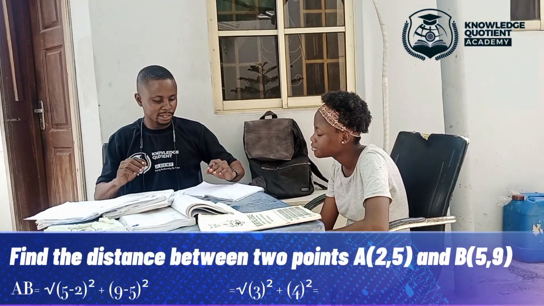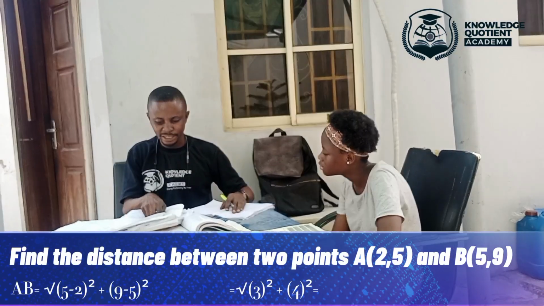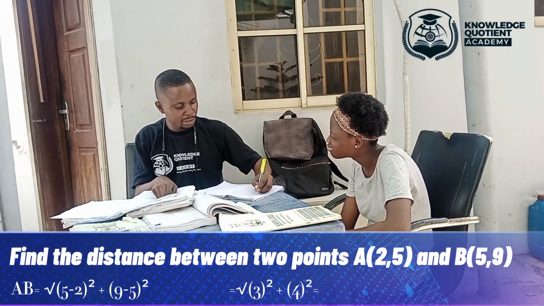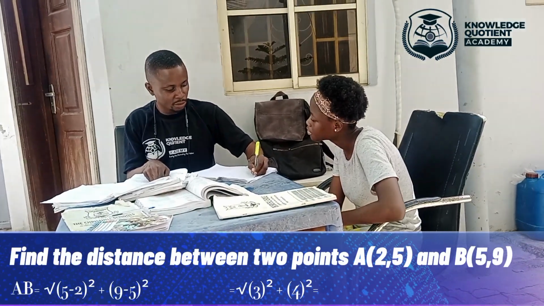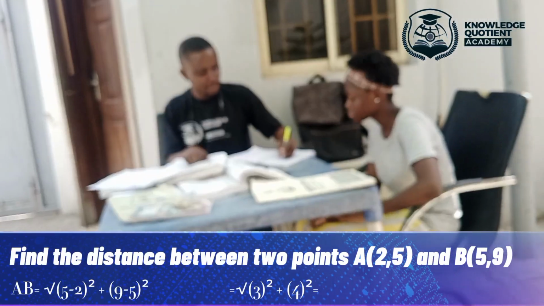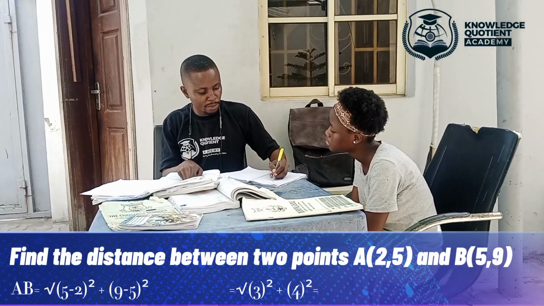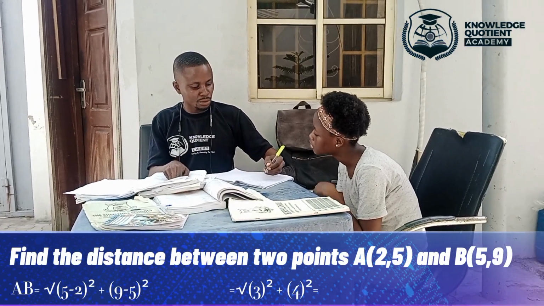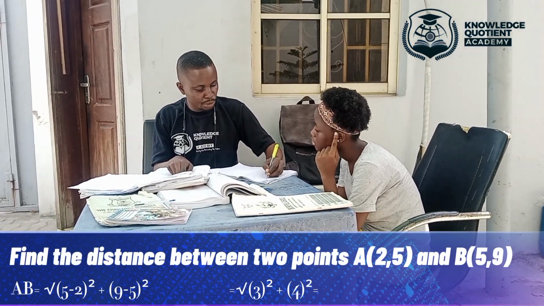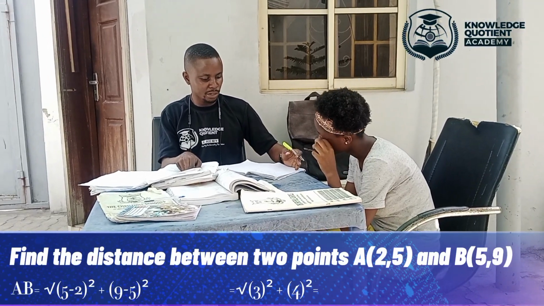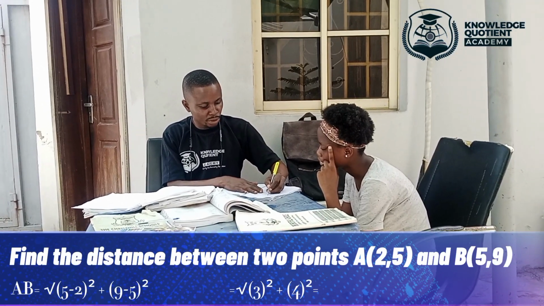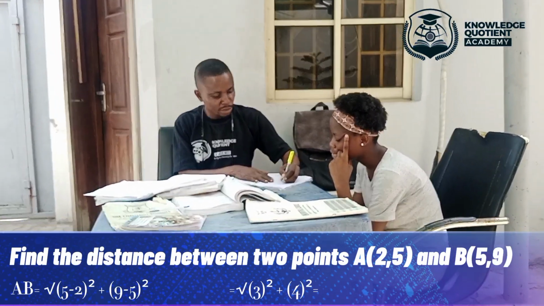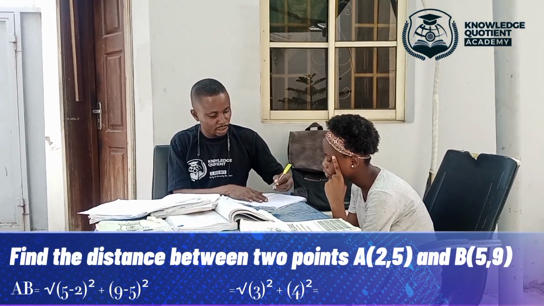Okay, now let's look at a particular question. Find the distance between the 2 points. The first point is (2, 5), let's call this point A. Then the second point is (5, 9), point B. So for you to read this, you call this one x1, this one x2, then this one is y1, and this one is y2. So now let's substitute.